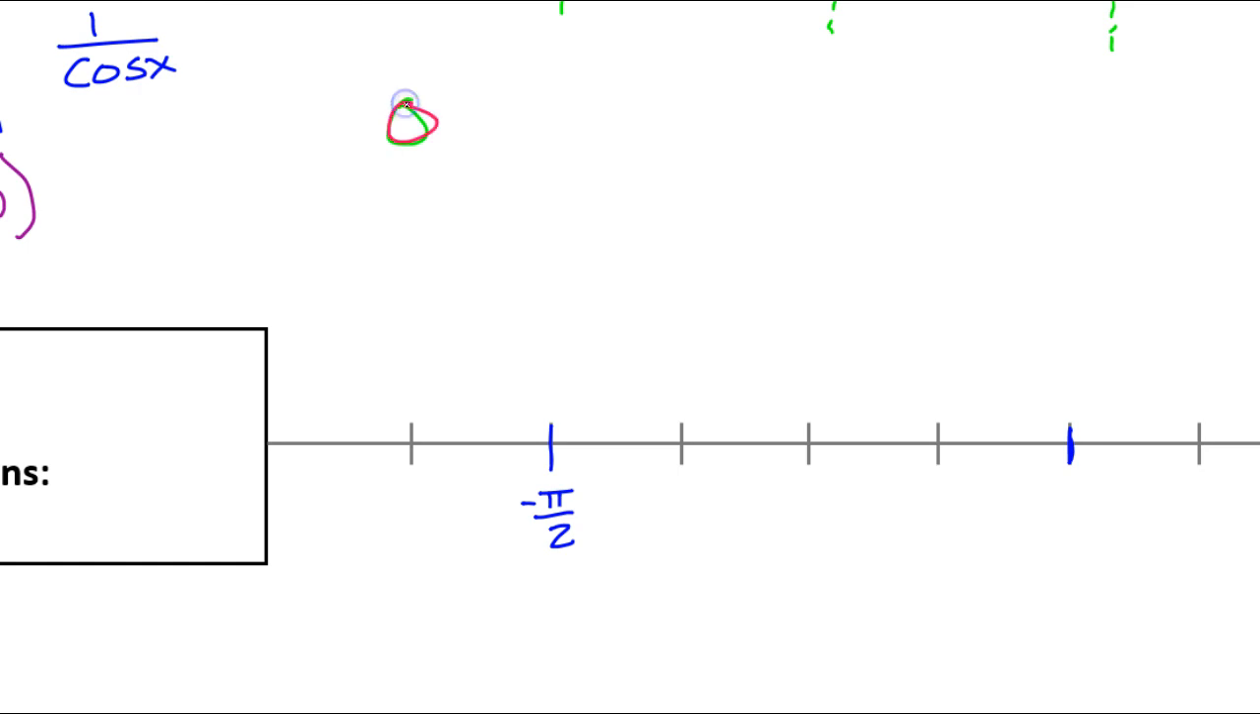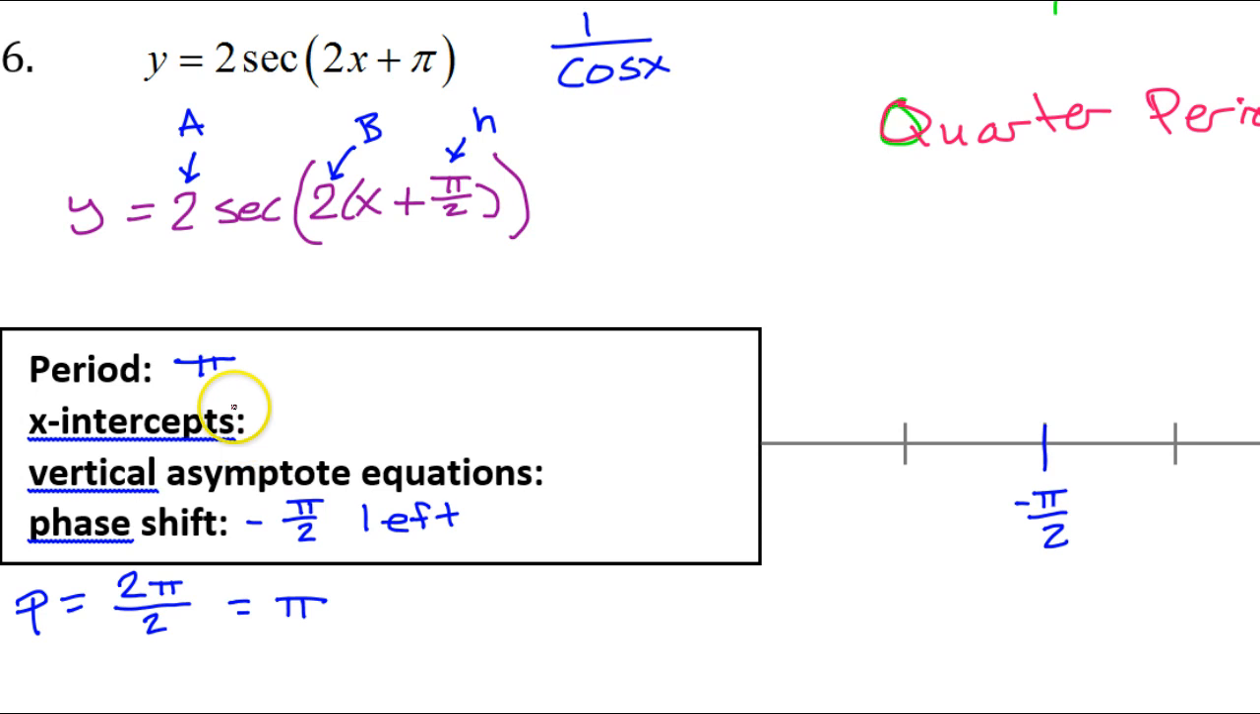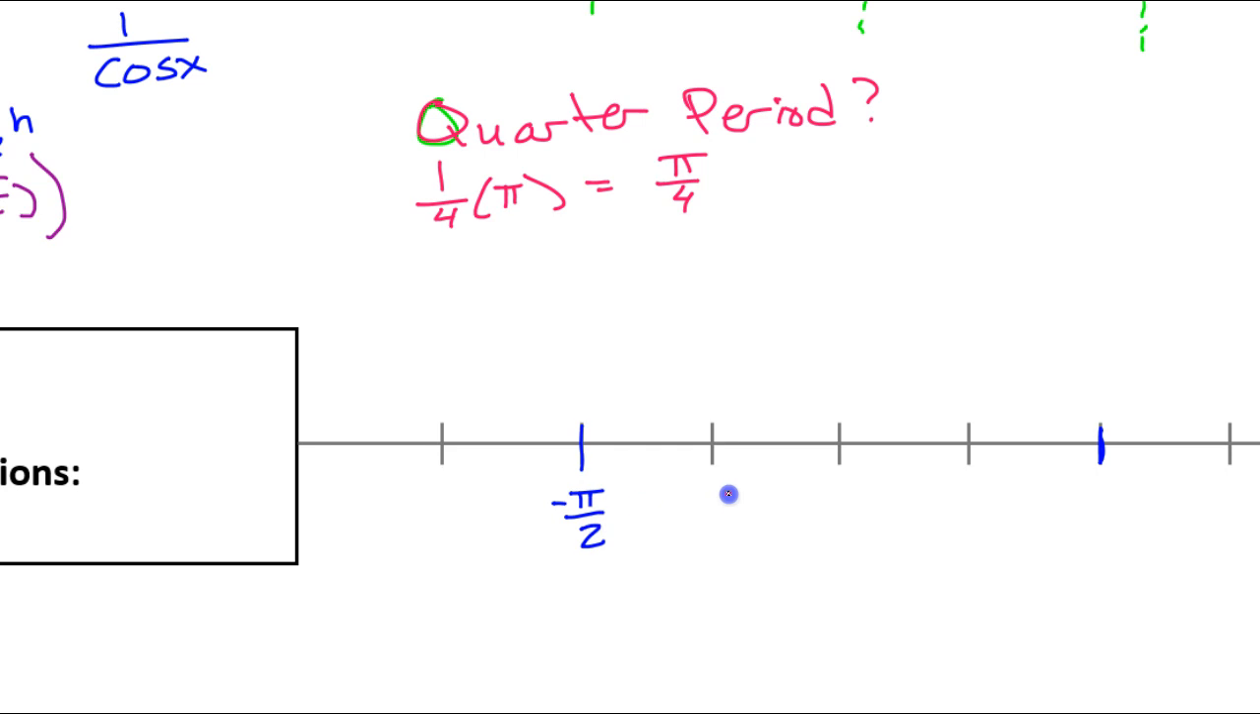So I need to figure out what is a quarter period. Well, the whole period for this problem is pi. That means a quarter period will be 1/4 pi, or simply pi over 4. So that means each one of these marks should be increasing by pi over 4. That's why I'm going to add pi over 4.